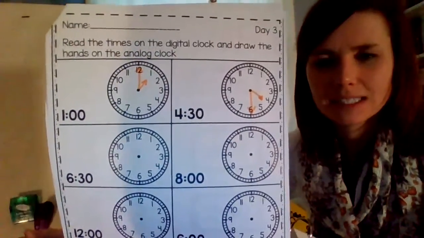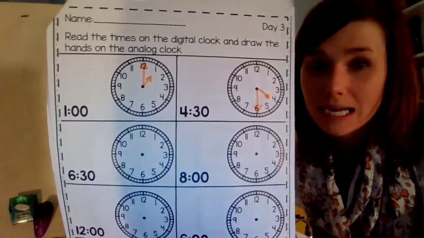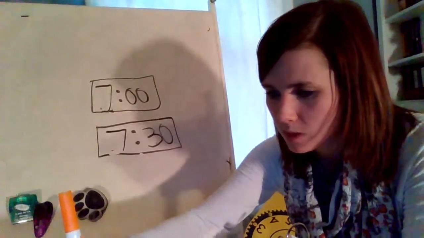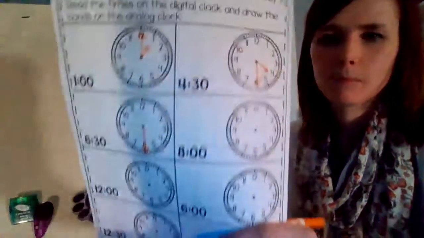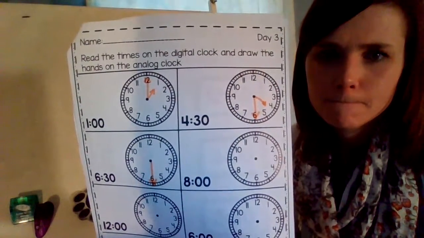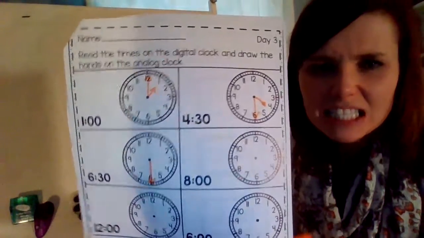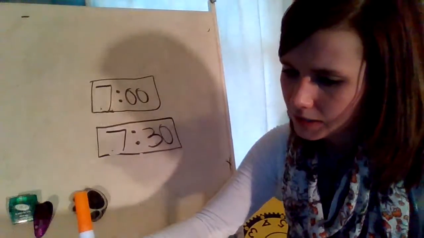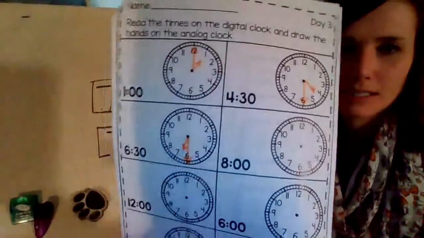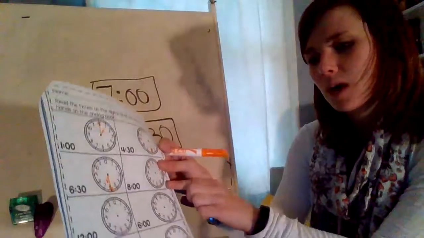Let's go down here. We have 6:30. We know that minute hand, the big hand, is going to be pointing at the 6, right? The big hand, because it's on the 30. 6:30. So where's that hour hand going to go? It's going to go in between the 6 and the 7. Nice job. Because it's trying to get to 7 o'clock, but it's not 7 o'clock yet. It's only 6:30. All right, let's go to the next one.